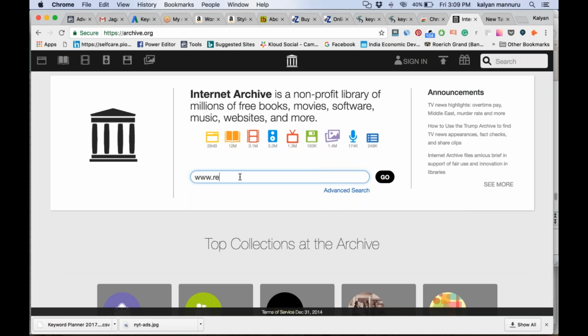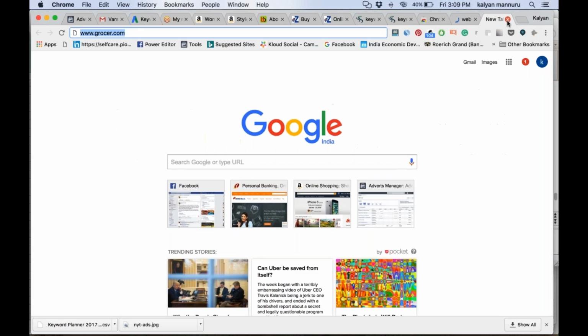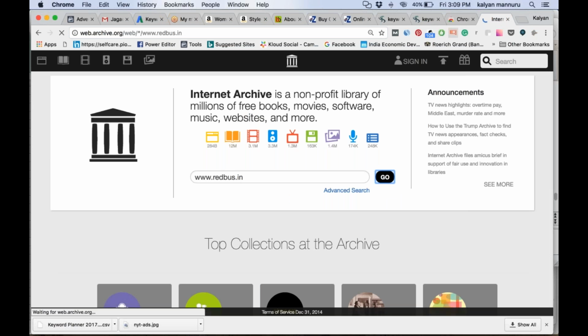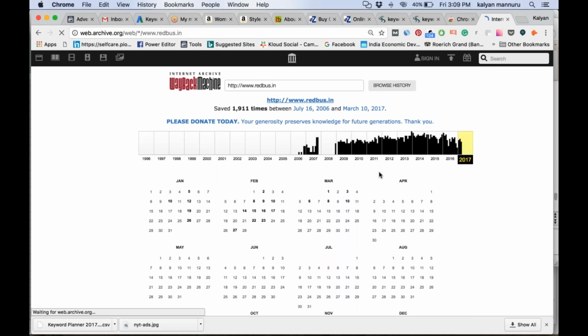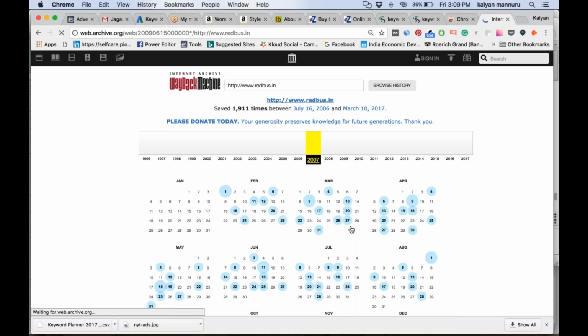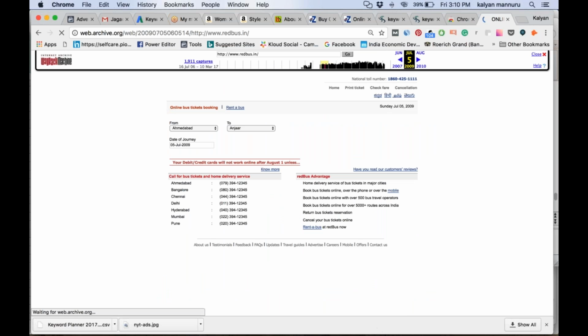Okay, so I'm trying to do that. Redbus.in, searching for Redbus. So I can go back in time and see how the design was a few years back or a few months back. So what will I learn from this competitor? I don't have to make the same mistakes that he has made in the past. So I can learn a lot from his website. In July 2009, I can have a look at how the Redbus website was looking. So this is how it was looking.